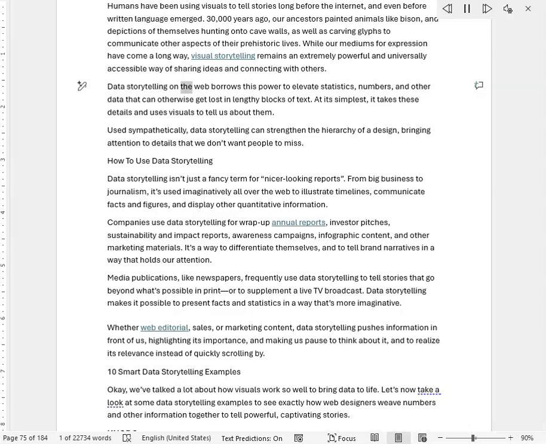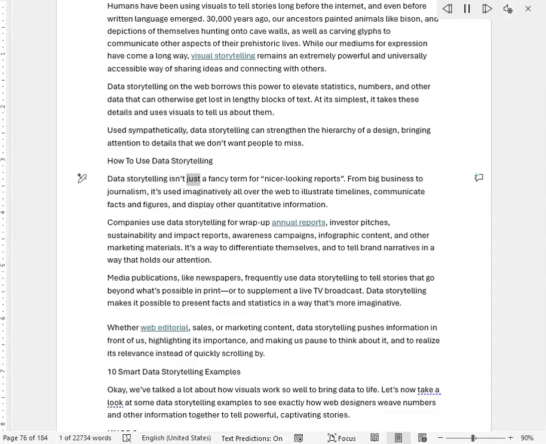Data storytelling on the web borrows this power to elevate statistics, numbers, and other data that can otherwise get lost in lengthy blocks of text. At its simplest, it takes these details and uses visuals to tell us about them. Used sympathetically, data storytelling can strengthen the hierarchy of a design, bringing attention to details that we don't want people to miss. How to use data storytelling?